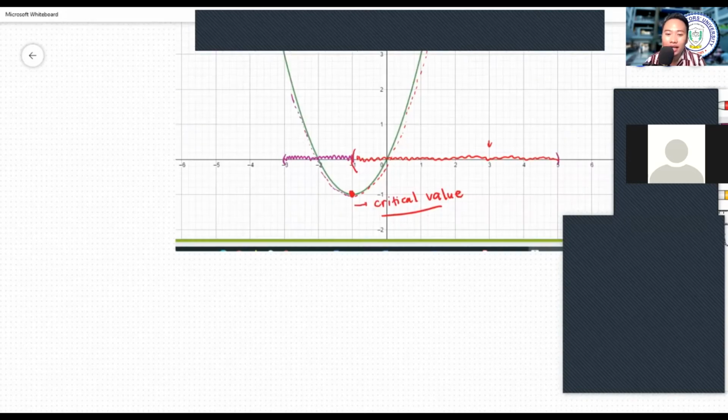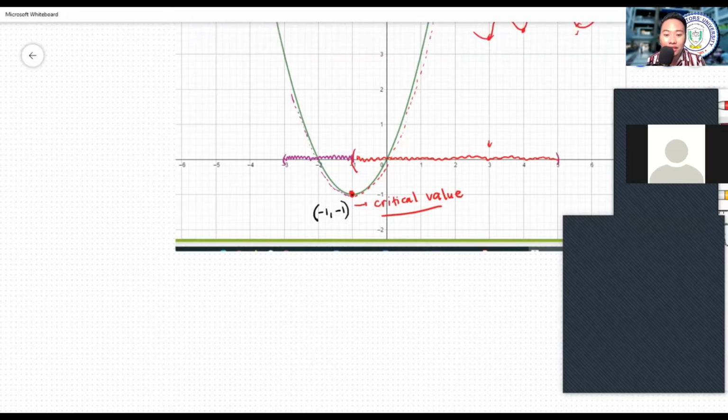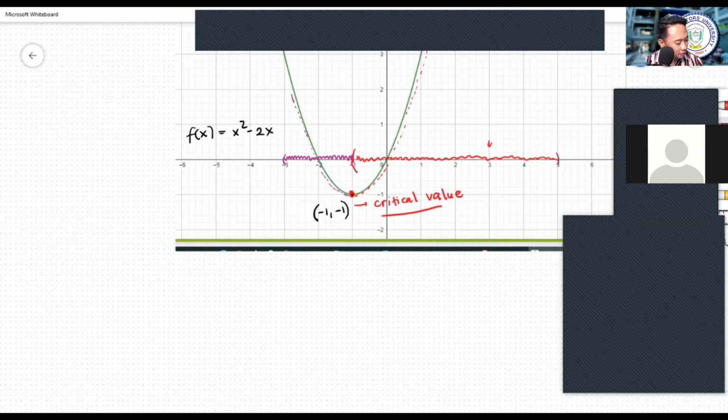So guys, take a look at here. What is the ordered pair here? Negative 1, negative 1. Right? Is that correct? Do you agree? And this function is f of x equals x squared minus 2x. That's the graph of that function, right? Is it minus? It's plus, my bad. Okay. So that's a graph of the function f of x equals x squared plus 2x, and that's negative 1, negative 1.